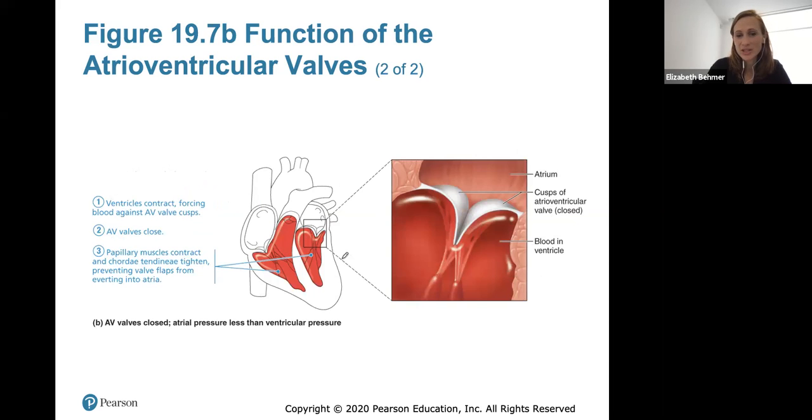Here's a look at the function of the AV valves during ventricular contraction. As the ventricles contract, they force blood against the AV valve cusps, so then they close. The papillary muscles contract, and the chordae tendineae tighten to prevent the valve flaps from entering the atria, keeping everything closed so that blood doesn't flow back into the atria as the ventricles contract.